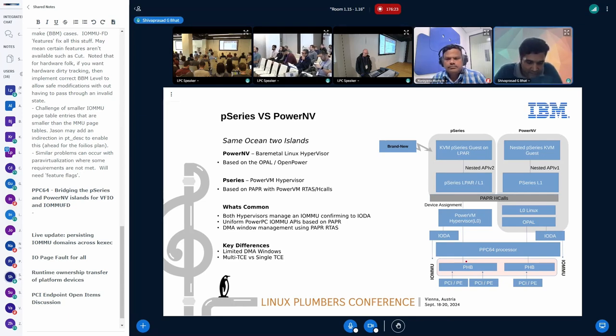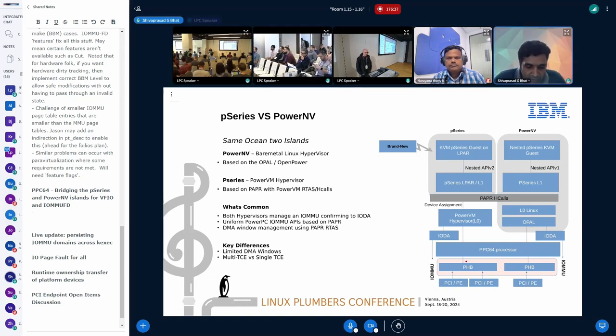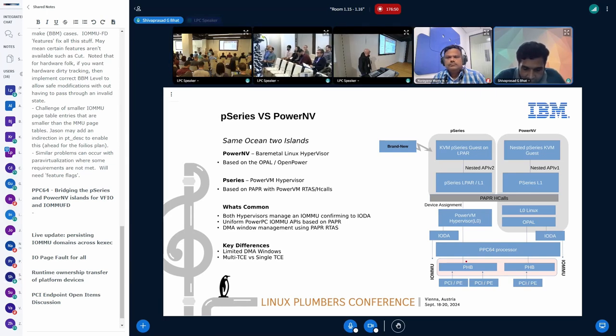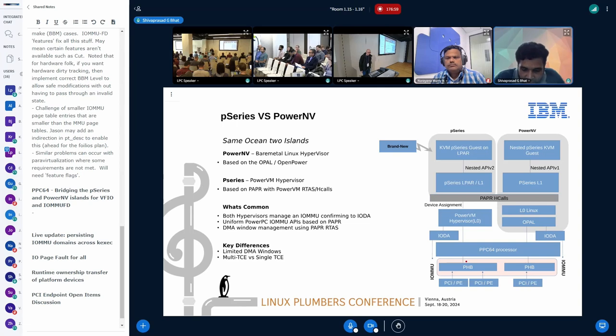When we're talking about the PPC platform, there are two major platforms: one is pSeries and the other is PowerNV. PowerNV is the bare metal, and pSeries is the paravirtualized platform. On the bare metal side, we have OPAL, which is a firmware that is also open source. And in pSeries, we have the PowerVM hypervisor, which is proprietary.